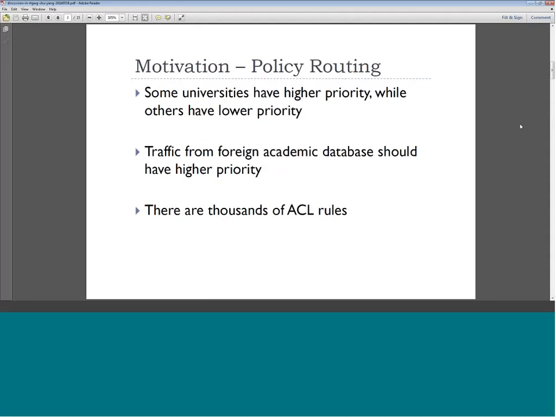The first motivation for CERNet 2 to deploy source destination routing is policy routing, because in CERNet 2, some universities have higher priority while others have lower. And traffic from some places, like the foreign academic database, should have higher priority. So there are thousands of ACL rules in the CERNet 2 routers, and it's very complex for the network operator to manage them. Next slide, please.